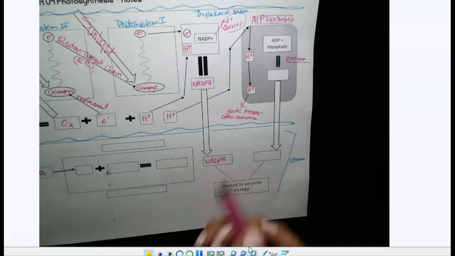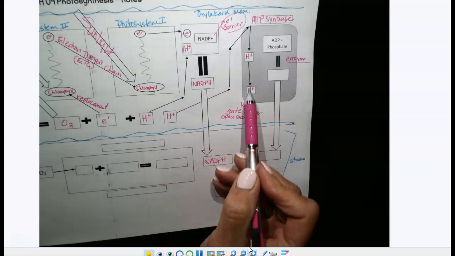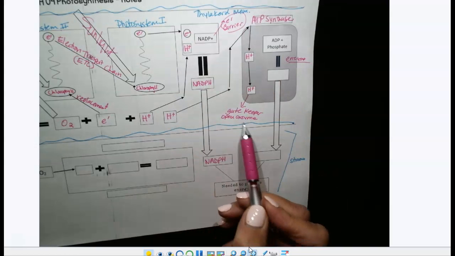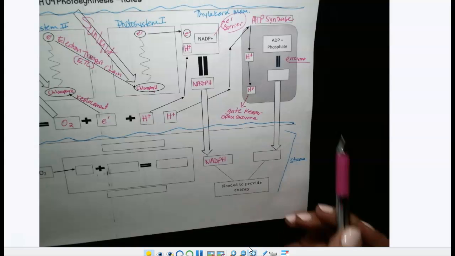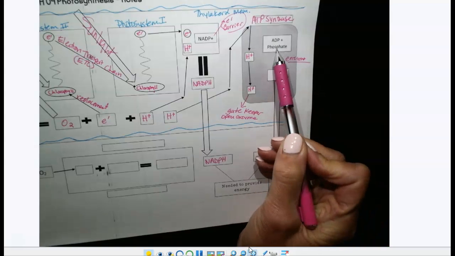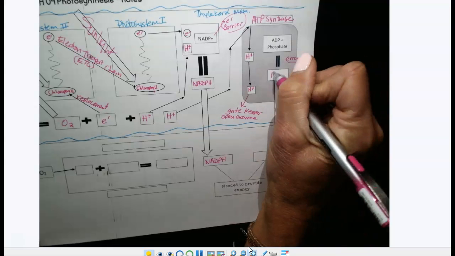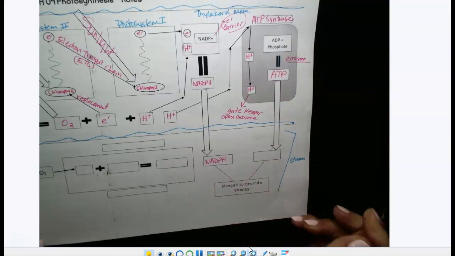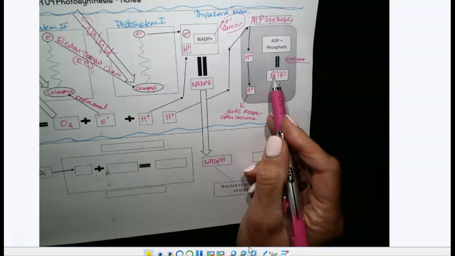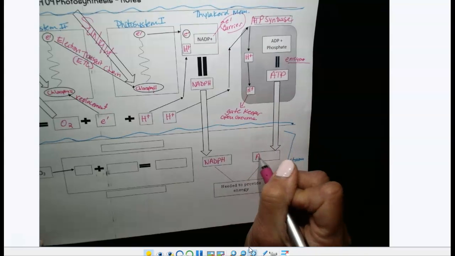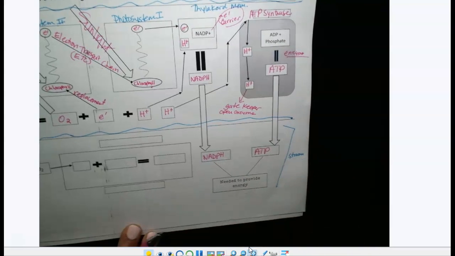Okay? When the hydrogen ions go through the enzyme, it's like, hey, I can work, I've opened up, great. So now ADP attaches to a phosphate and makes ATP, which is really what we need because we need that energy for the next step. So that ATP is going to move into the stroma, and it is going to be used in the Calvin cycle.